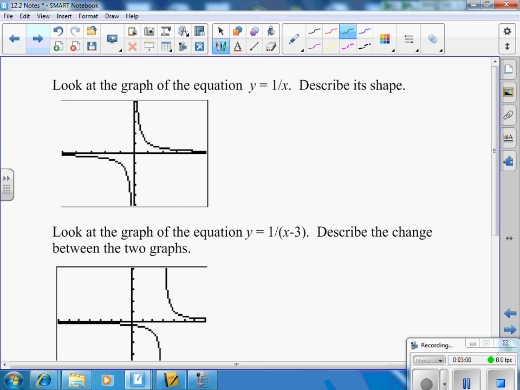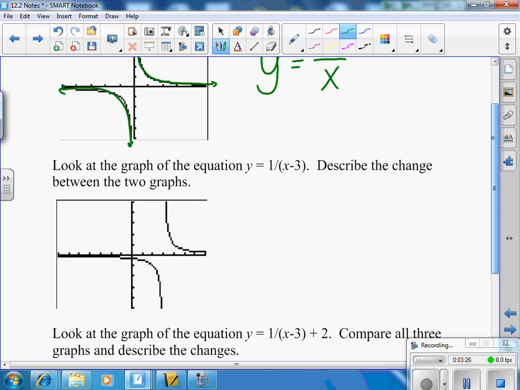So this first one was very similar to one that we did yesterday with the inverse variation. And in this case, our k would be 1. And we see that it does exactly what our graph did yesterday. It makes 2 smooth curves in quadrants 1 and 3. And now let's move this graph around a little bit and see what happens.